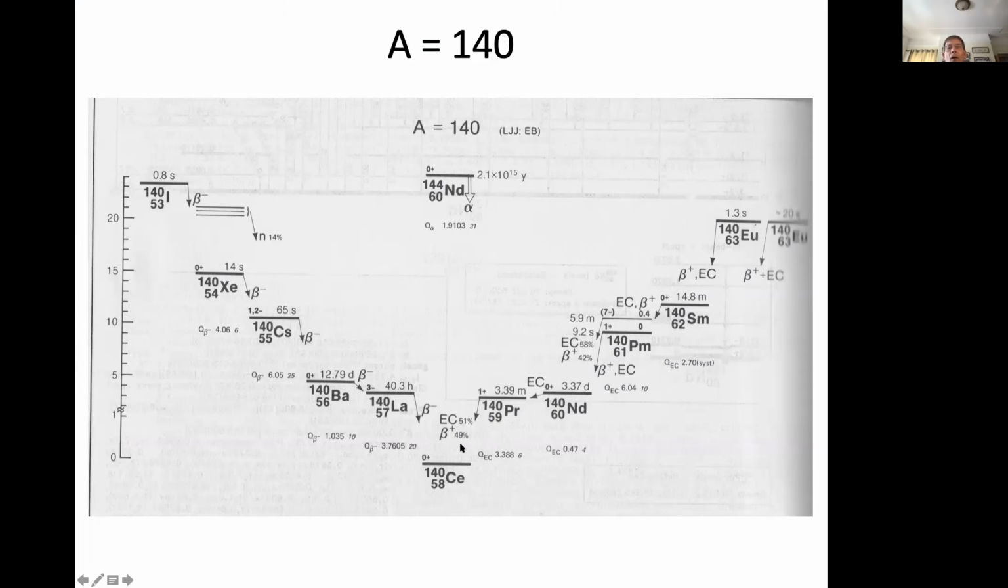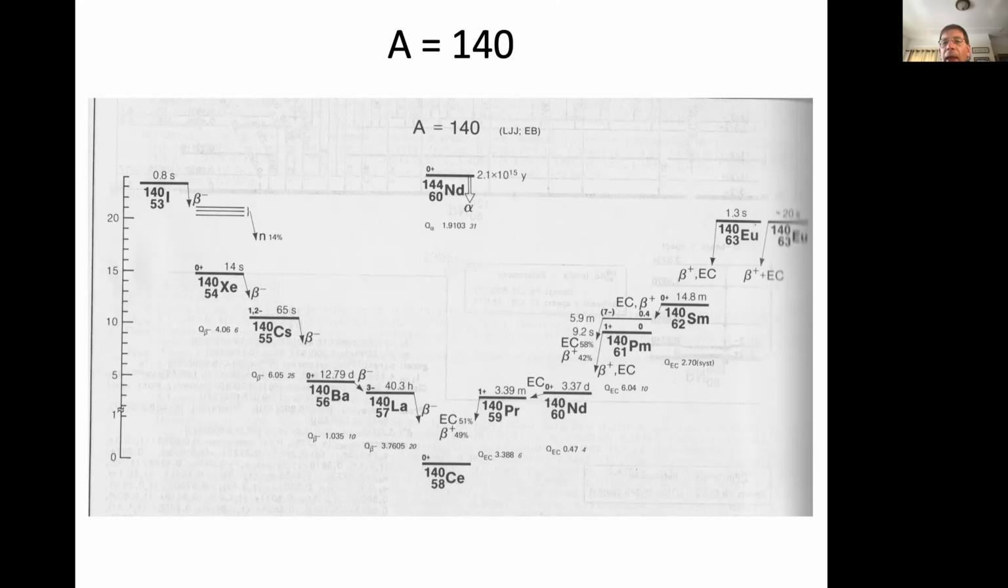Here we are on the proton-rich side: cerium, praseodymium, neodymium, promethium, samarium, europium. On the neutron-rich side, you have lanthanum, barium, cesium, xenon, and iodine, and you actually do get this kind of bowl-shaped structure.